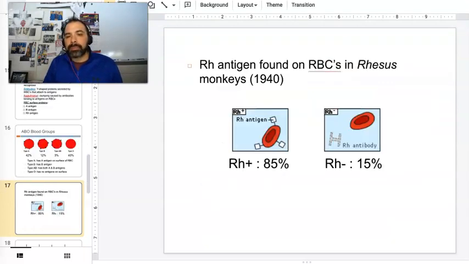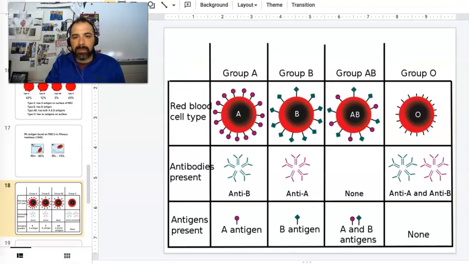And so RH is an antigen found on the RBCs. It's also found in a rhesus monkey, and they figured that out in about 1940. And so if you're like O positive, you have no A or B antigen, but you have the RH antigen. If you're Rh negative, you don't have the Rh factor. And so these are just showing you blood groups, antibodies present, antigens present.